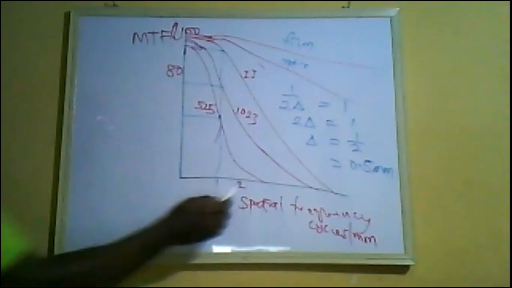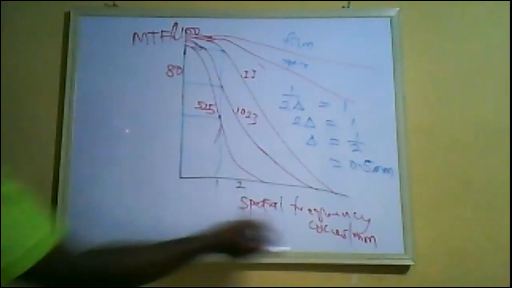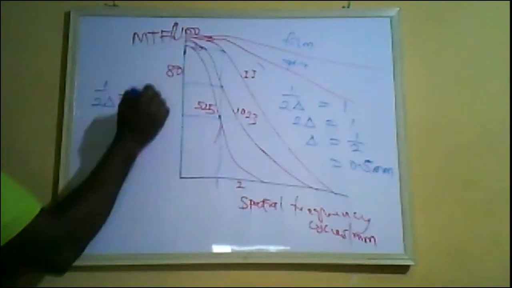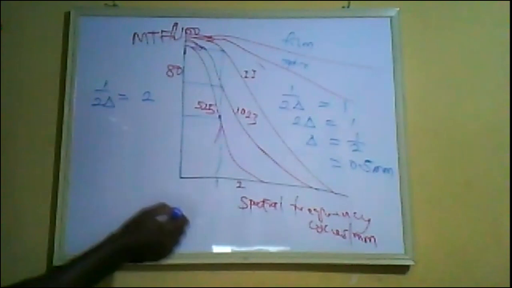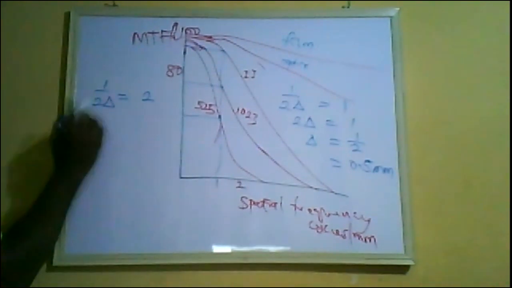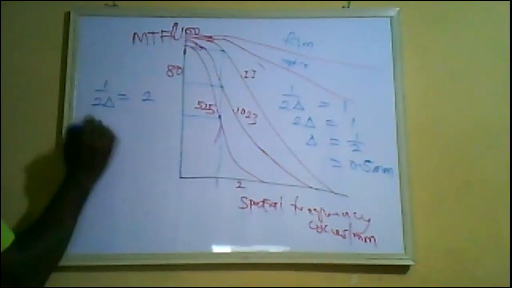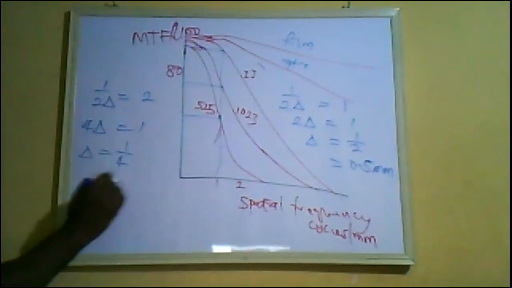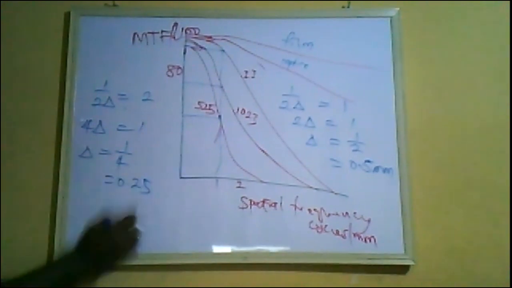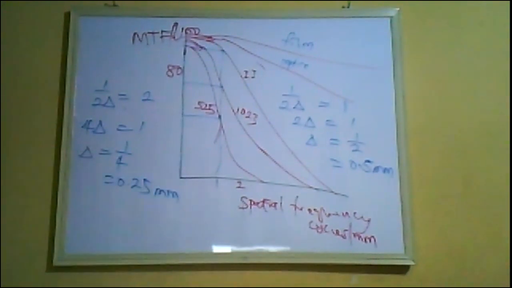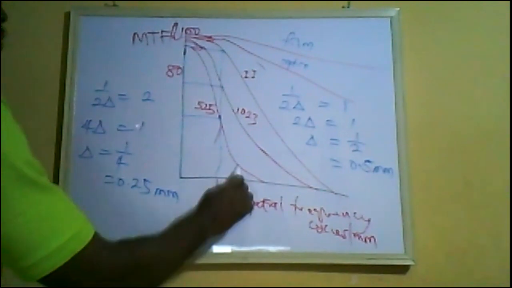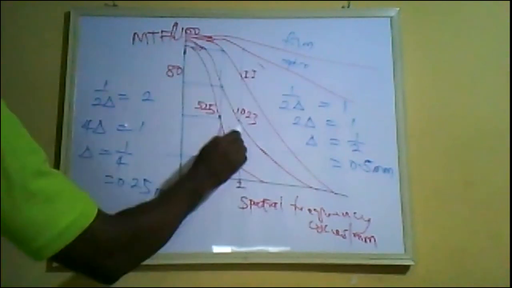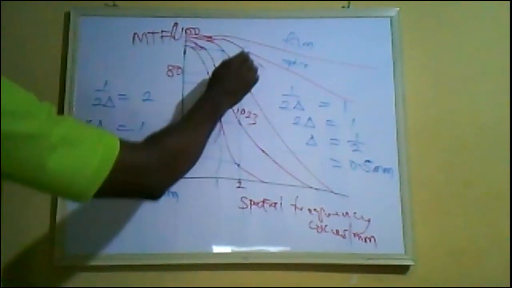Then we go to 2, an object whose spatial frequency is 2 cycles per millimeter. It means 1 over 2 delta is 2. So 2 times 2 is 4, which gives us 1 over 4, which is 0.25 millimeters. So this 0.25 goes the same way. This one goes here, this one here, this here, and so on and so forth.